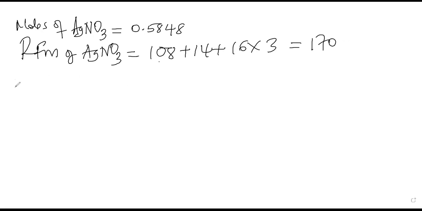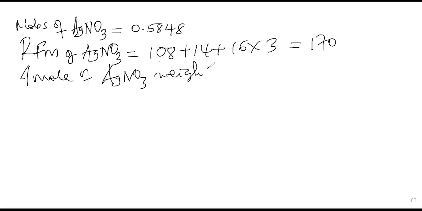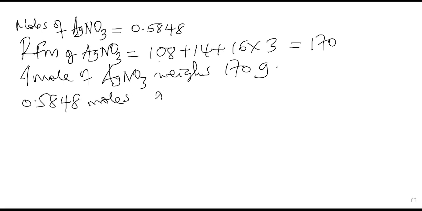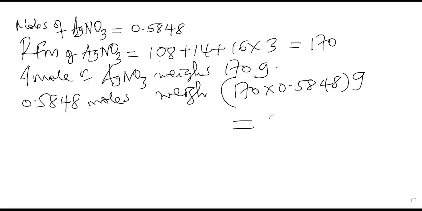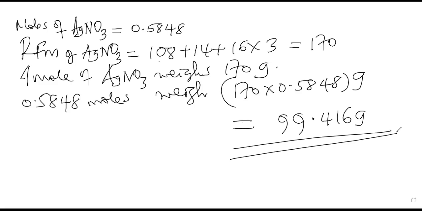Now, it means that 1 mole of silver nitrate weighs 170 grams. What about 0.5848 moles of silver nitrate? It will weigh 170 times 0.5848 grams. And this one will give us the mass as 99.416 grams. So this is the mass of silver nitrate that should be added to reduce the concentration of ethane dioate to a fifth of the original concentration.